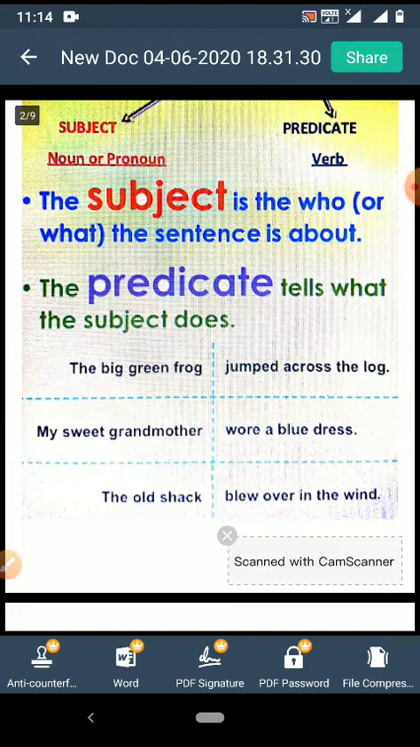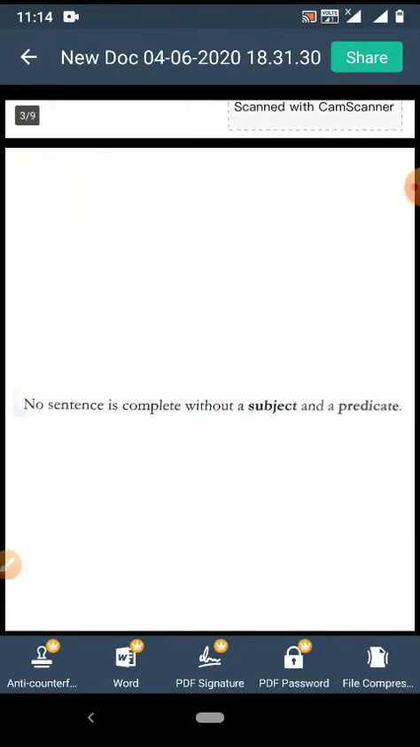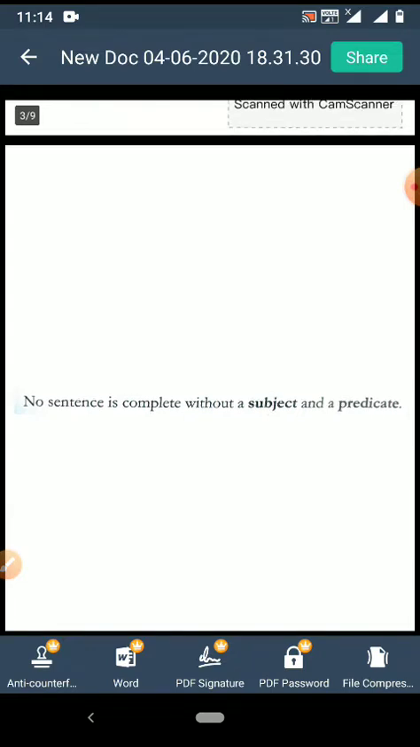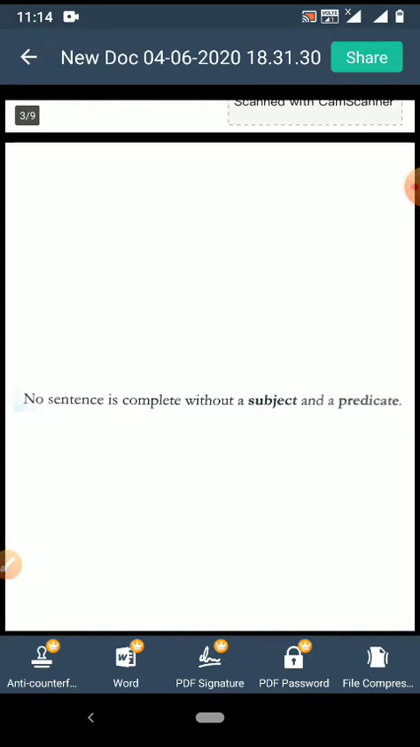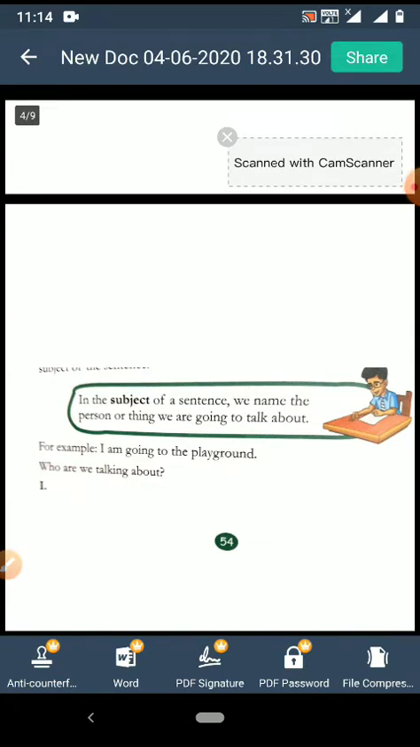So, again, keep in mind the two keywords, that is who and what, to identify the subject in a particular sentence. Now, no sentence is complete without a subject and a predicate, and each sentence has got two parts. That's a subject, we are talking about whom or what, and the action done by the subject is the predicate, that is the verb.